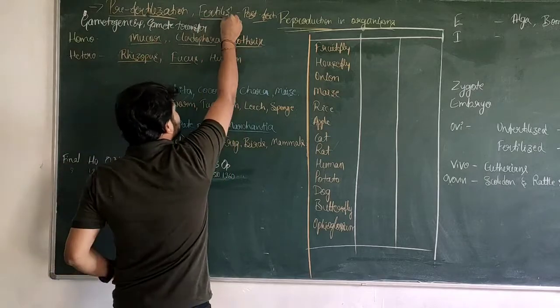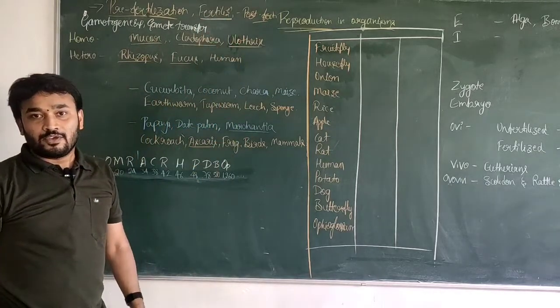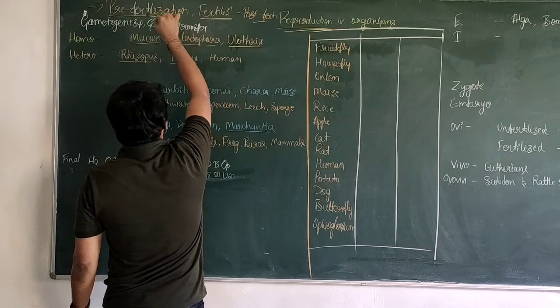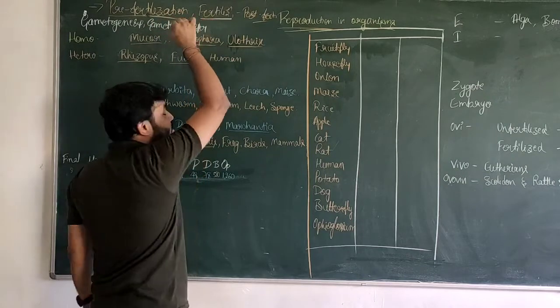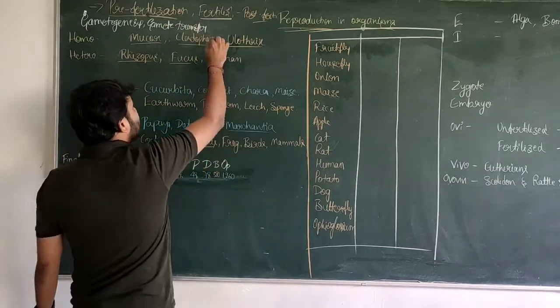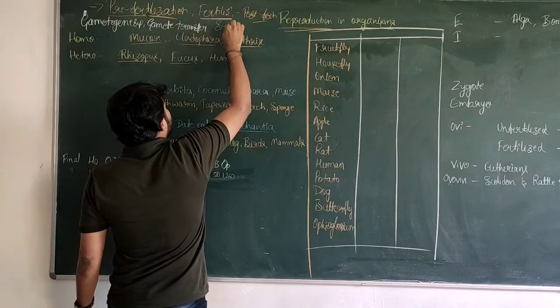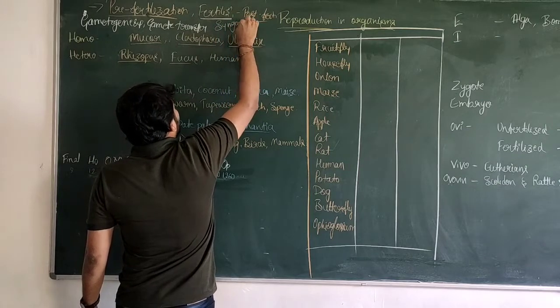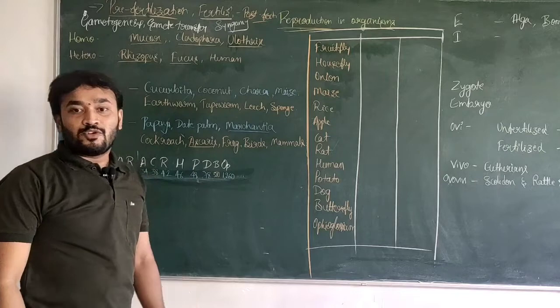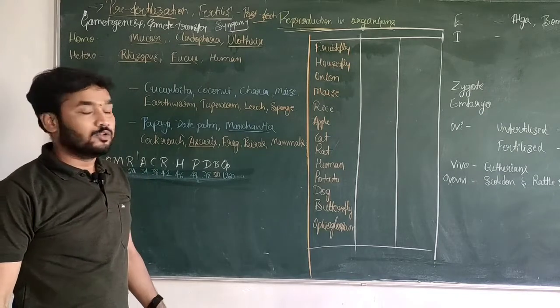Whereas in fertilization, the second phase, the formed gametes which have been transferred into a particular reproductive structure are fused. So the fertilization event is the formation of the zygote.